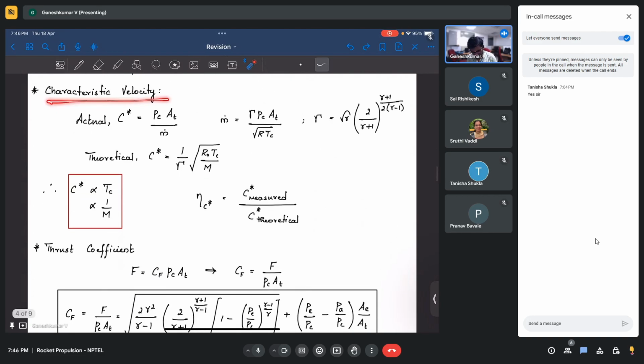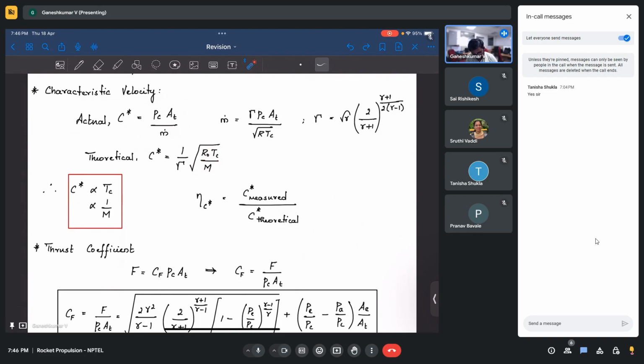And then we came to an important parameter, the characteristic velocity. The characteristic velocity gives you an idea of how efficient your combustion chamber is. The reason is, even though we define it in terms of PC, AT, and M dot, it doesn't depend on PC and M dot. Please understand that C star doesn't depend on PC and M dot. It actually depends on the temperature of the chamber and the molecular weight of the gases.